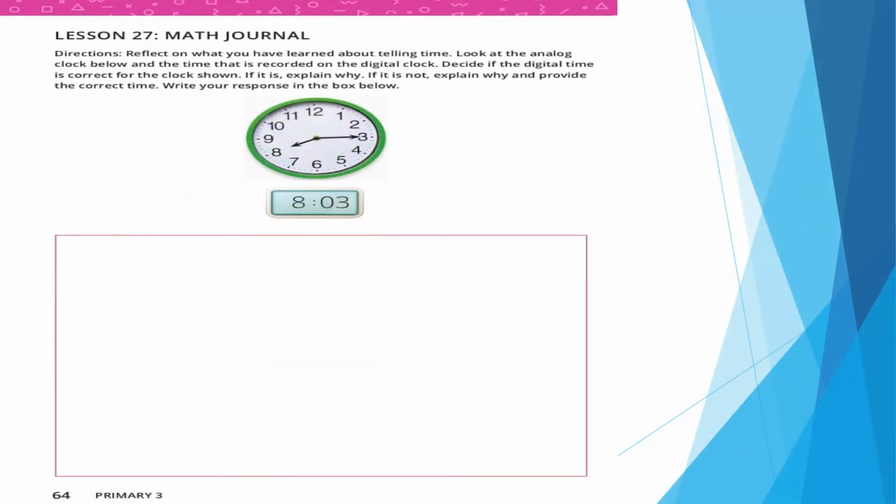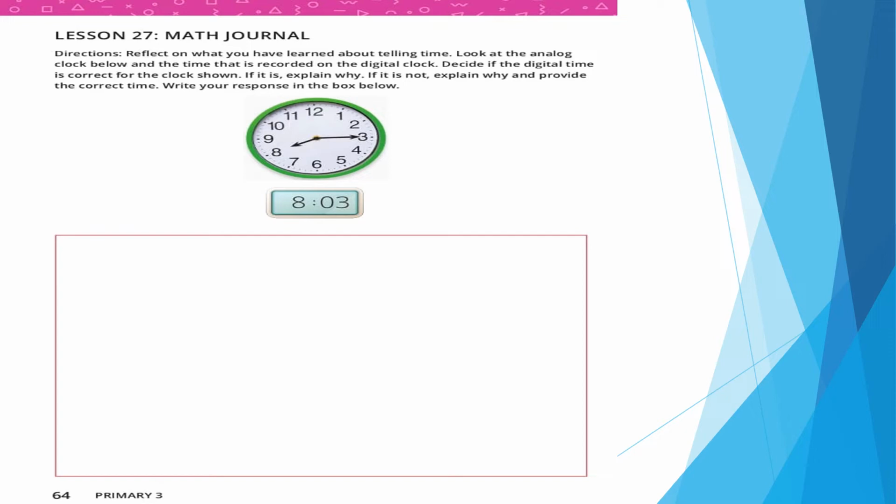Our math journal. Here we have a clock, and our colleague read this like 8:03. Is it right? Let's look together. We have the short hand pointing to 8. So we will write in hours 8. But the long hand is pointing to 3. We will write 3 in minutes? No, we will write what?